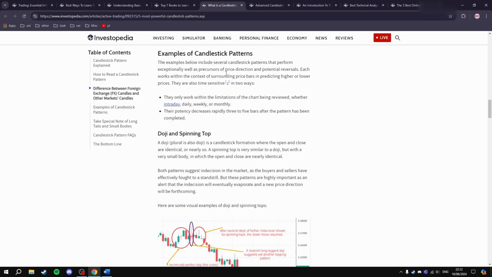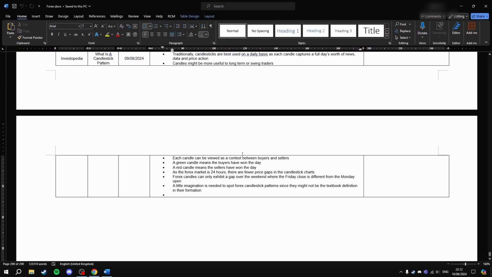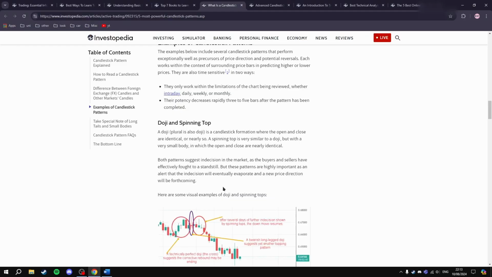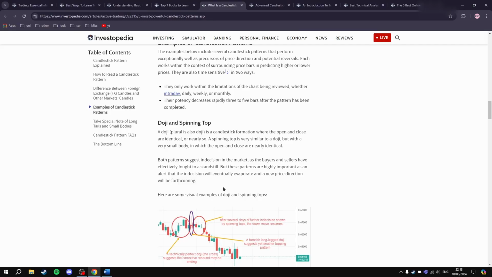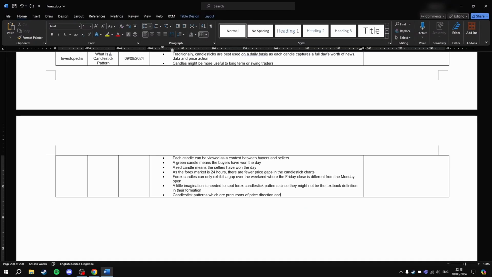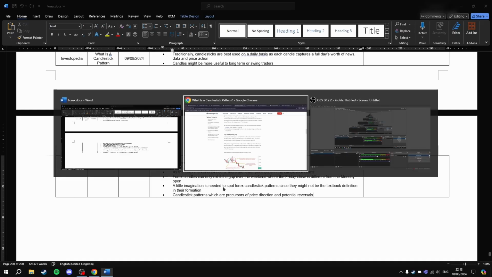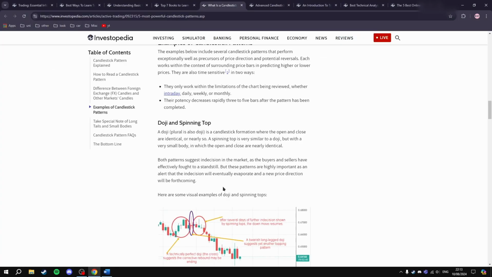Candlestick patterns which are precursors of price direction and potential reversals. Each works within the context of surrounding price bars in predicting higher or lower prices.